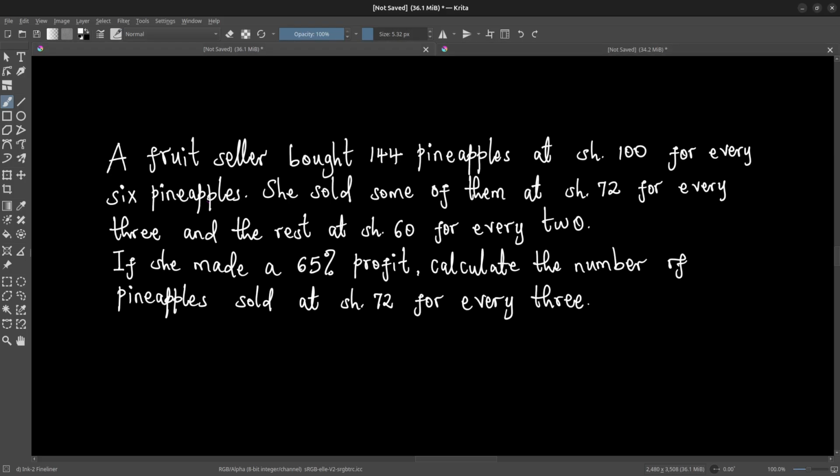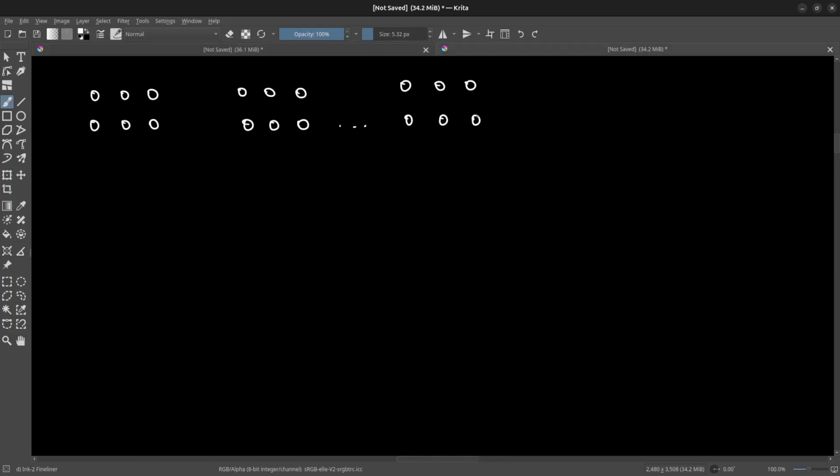So we're being told she bought 144 pineapples at 100 for every 6 pineapples. So this means this batch cost the fruit seller 100 bob, this other one 100 bob, all the way to the last batch, which cost her 100 bob. Now we don't know how many batches these are, right? And that is what we need to know. So we are going to say each batch has 6 pineapples.